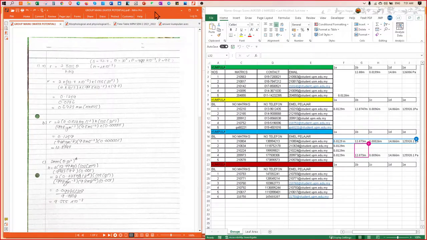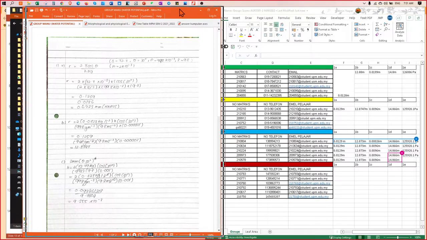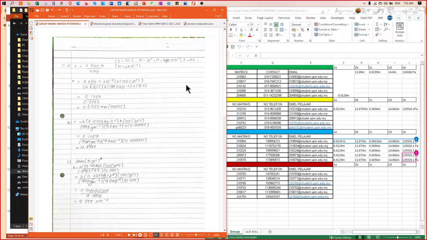What group is this? Manu? So what is your answer? Is it this one? This one? The question is asking about H, height. This is R. Are you referring to this one? Group Manu, are you here? Yes, sir. 1A, which one is your answer? This one or this one? Your answer is H or R.